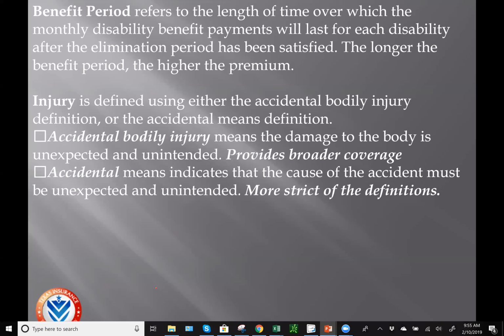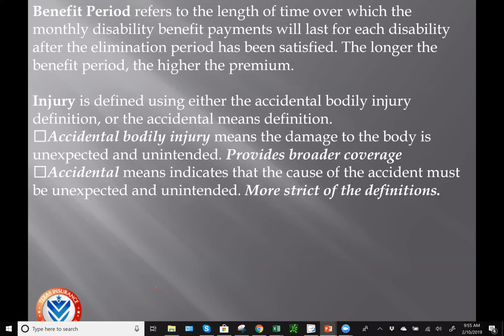All right, next let's define injury in a disability policy. There's two different definitions. First, there's the accidental bodily injury definition. Accidental bodily injury means the damage to the body must be unexpected and unintended. Or there's the accidental means definition, which means the cause of the accident must be unexpected and unintended.